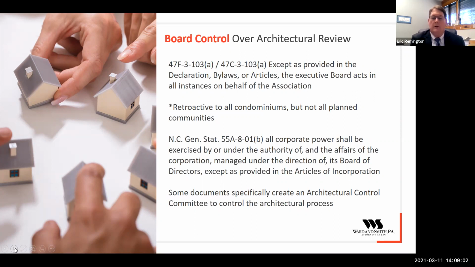Now, Alan has talked to you a little bit about the documents that are created once a community is created and that are filed with the Register of Deeds. But over and above that, the question is, where does the board's authority truly come from to handle these kind of situations? And there's really two statutes that give the board power over architectural review. The first one is, depending on whether you're in a condominium complex or a planned community, Chapter 47F for planned communities and Chapter 47C for condominiums. And then the other one is the general statutes that deal with nonprofit corporations, which is Chapter 55A.